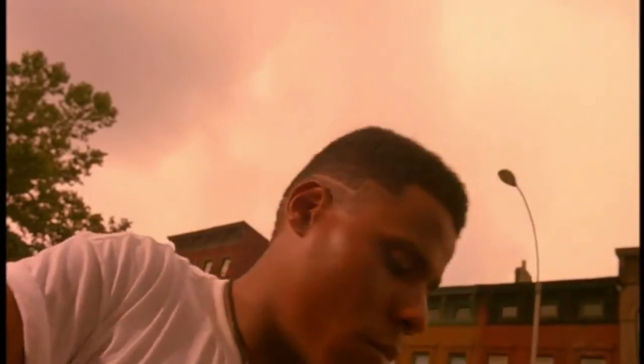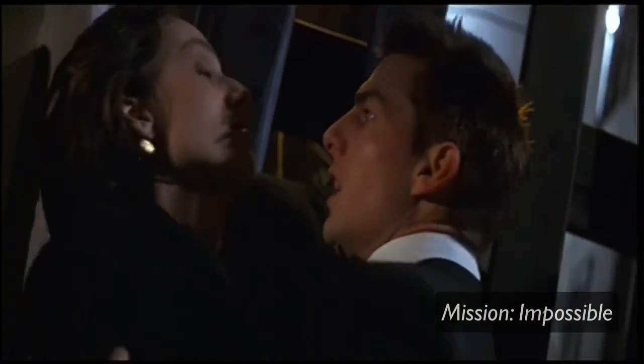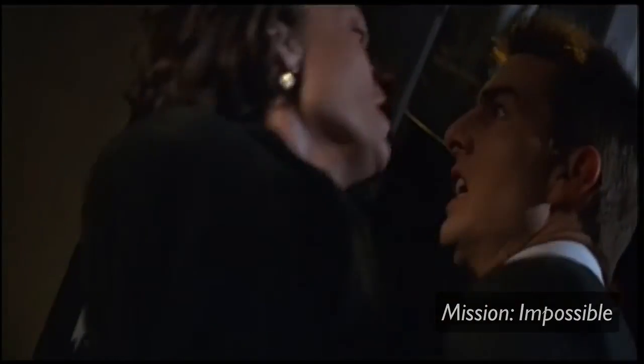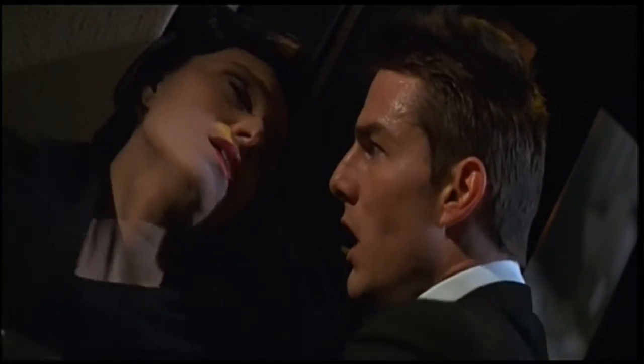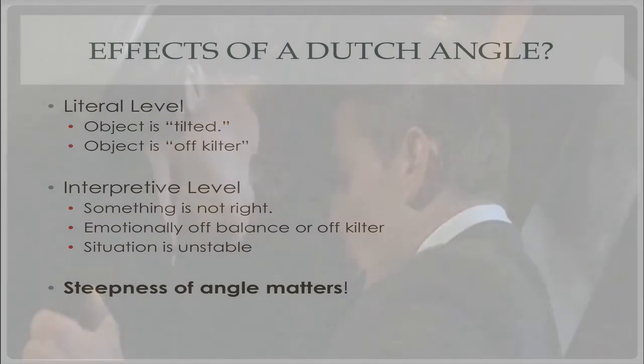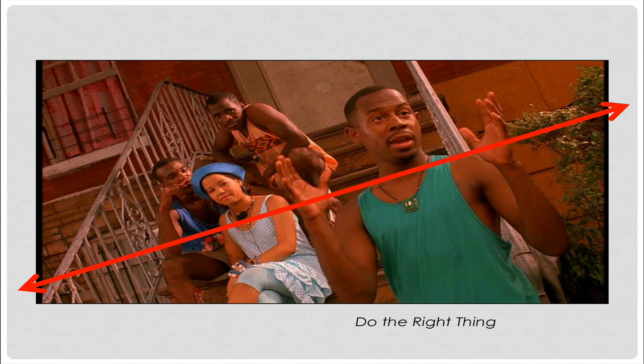Literally, we see the horizon tilted, and then interpretively, we have to ask ourselves, is this being used to show an imbalanced or unstable situation? And then again, just like the low and the high angles, the steepness of the canting in a Dutch angle seems to matter. If something is mildly unstable, perhaps we get just a few degrees of angling. But if something is exceptionally out of control, then we're probably going to have steeper angles in our horizon. And so here's some examples.